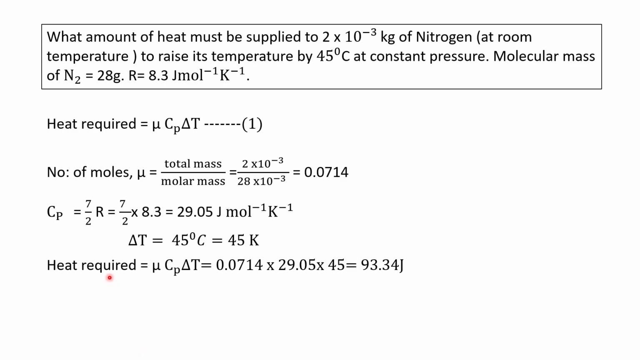Heat required can be calculated using the first equation, that is heat required equals mu into Cp into delta T. Mu is equal to 0.0714, Cp is 29.05 and delta T is 45. On calculating, we get the heat required as 93.34 joule.